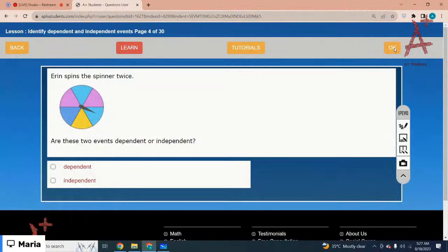Aaron spins the spinner twice. Are these two events dependent or independent? They are independent events, right? Because it doesn't matter, when you spin for the first time, you have six outcomes. When you spin for the second time, you have the same outcomes. So it would be independent.